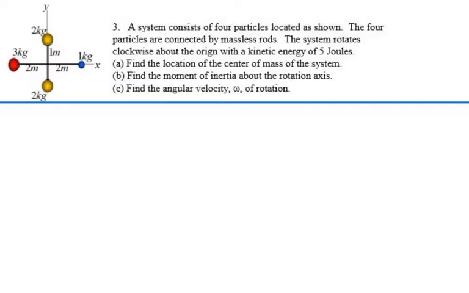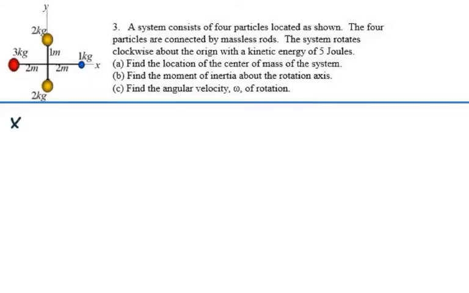Here's sample test problem number 3. The system consists of 4 particles located as shown. The 4 particles are connected by massless rods. The system rotates clockwise about the origin with a kinetic energy of 5 joules. Find the location of the center of mass of the system.